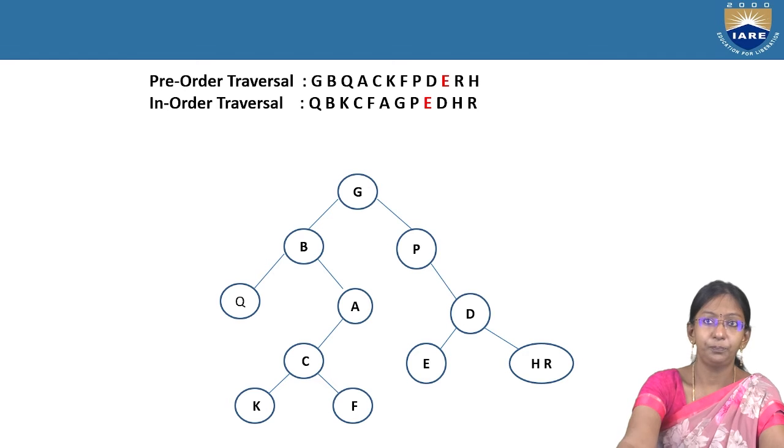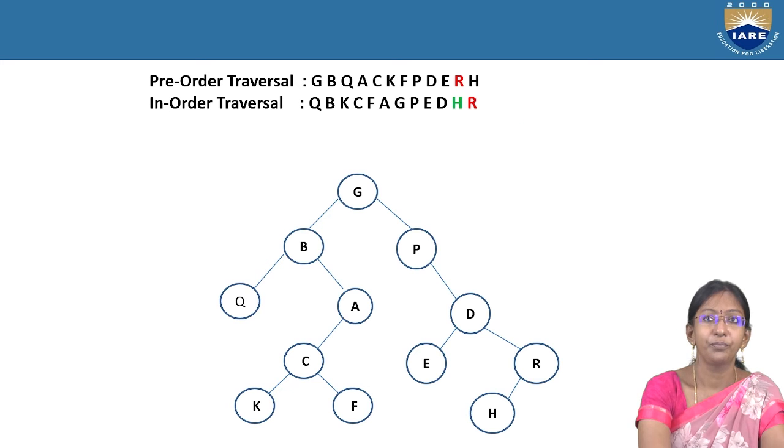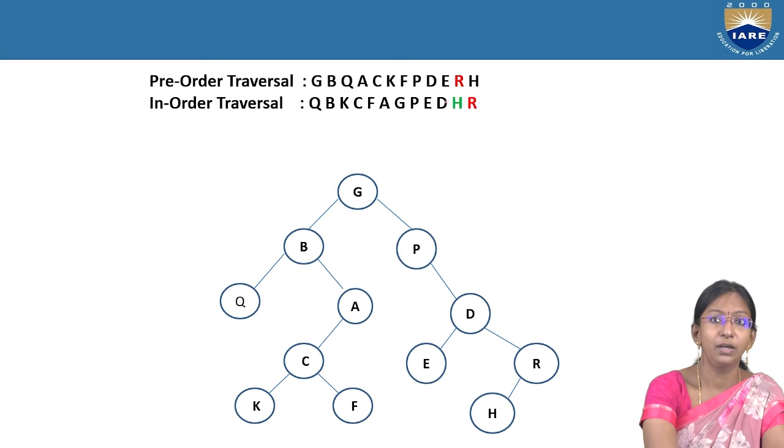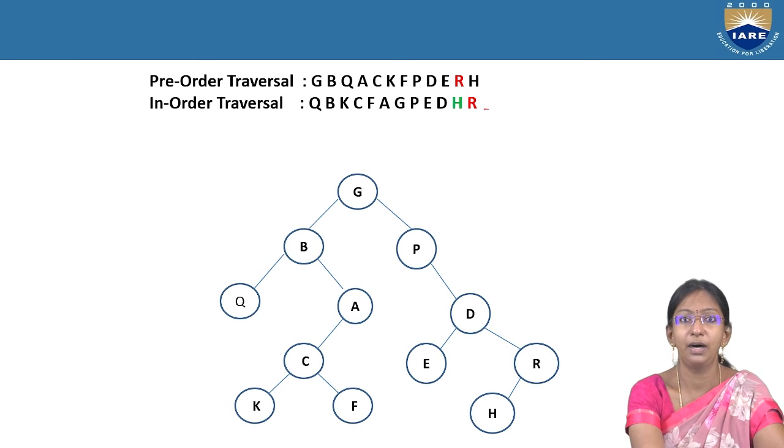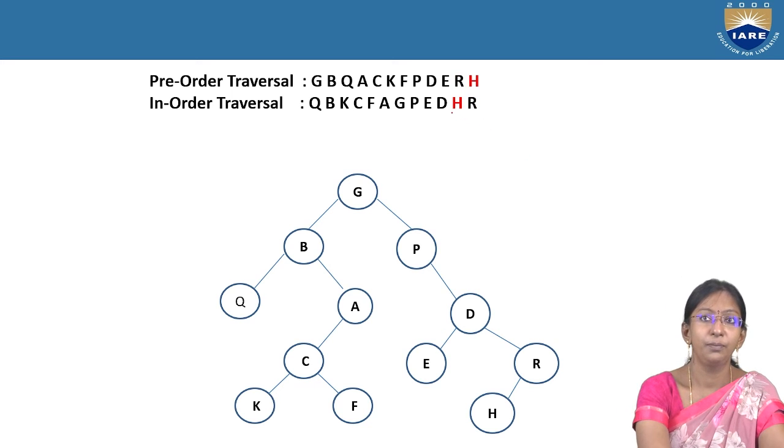Next element is E. The left element of E is P, which is his grandparent. Right is D, which is his parent. So I cannot touch. Next is element R. Coming to the element R, its left child is H. You cannot consider D because D is the parent of R. On the right side of R, there is no element. So R does not have any right child. Next is H. Coming to H in order, its left is D, which is his grandparent, and right is R, who is his parent. So I cannot touch it.